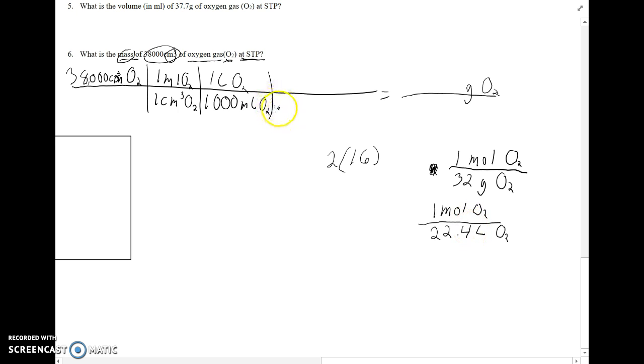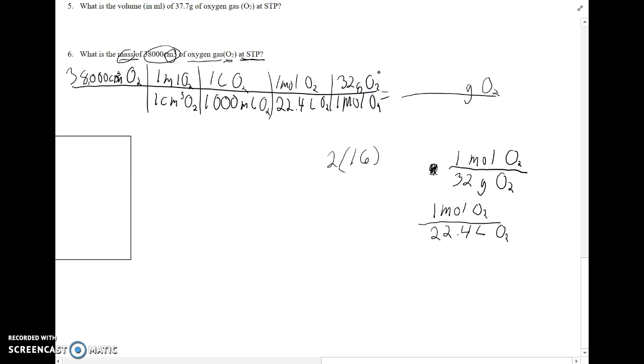So now there is 22.4 liters of O2 in 1 mole of O2. And I plugged it in just the way that it is because I've got liters right here. I want liters down here so that they can cancel out. And then I will plug in my final conversion factor, moles, here. So I'm going to flip this conversion factor over so moles is on the bottom. 1 mole of O2 is equal to 32 grams of O2.